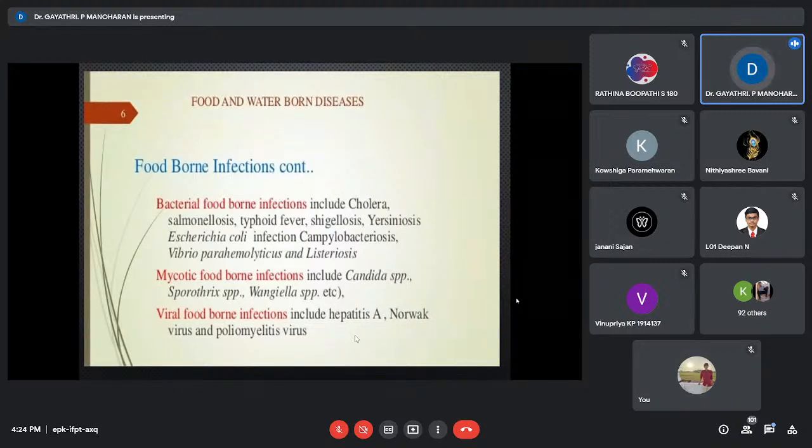Okay, mycotic foodborne infection. Mycotic means fungal foodborne infection. The fungi which are able to cause foodborne infection are called fungal foodborne infection. Mycotic foodborne infection includes Candida species, Sporothrix species, and so on. These names, Candida, Sporothrix, are all scientific names of specific fungi. Okay, and viral foodborne infections include hepatitis A, Norwalk viruses, and poliomyelitis viruses, which are also foodborne infections. So first we are going to see about a few of them.